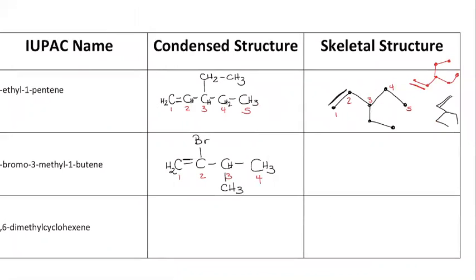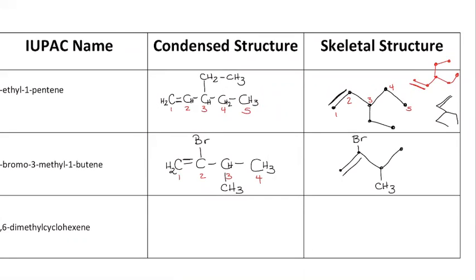Then let's do the skeletal. We have 4 carbon atoms. 1, 2, 3, 4. My carbon-carbon double bond is in between 1 and 2. Again, Br is going to be pointing up because carbon number 2 is in the vertex up. Methyl is pointing down, okay? Because carbon number 3 is down.